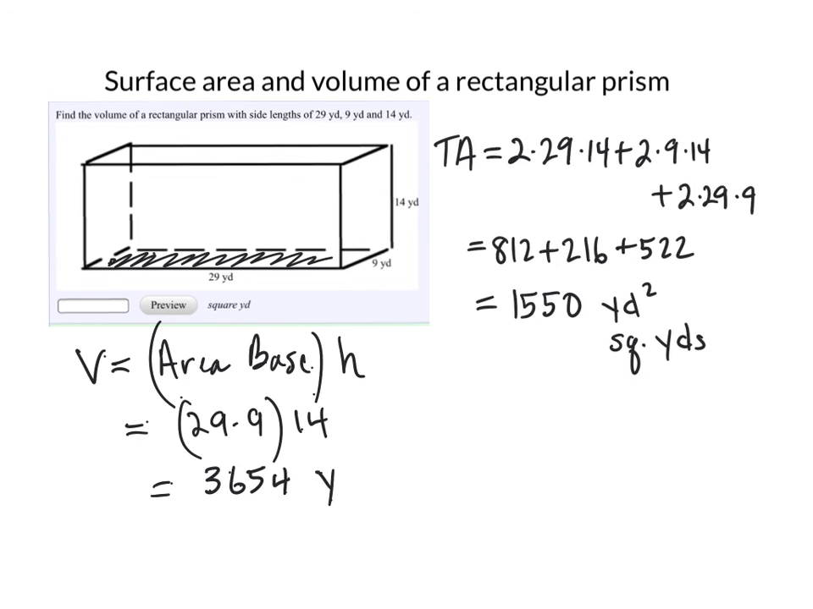Volume is measured in cubes, little tiny boxes. Each box here would be 1 yard wide, 1 yard deep, and 1 yard tall. So this is yards cubed, or often you hear cubic yards. Concrete, for example, when you order concrete, is measured in cubic yards.